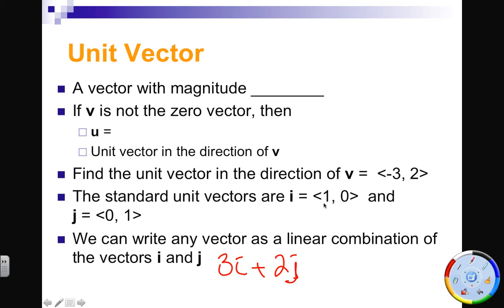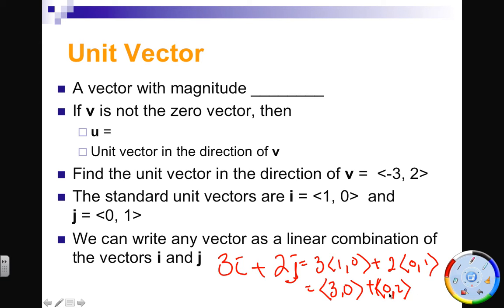So this is 3 times (1, 0), plus 2 times (0, 1), which is the vector (3, 0) plus (0, 2). Oh, well, that's simple. That's just the vector (3, 2). Why didn't you just say that? I don't know. Sometimes we just like to do extra stuff. Off the top of my head, I'm not 100% sure, but I'm sure it comes in handy with certain people.